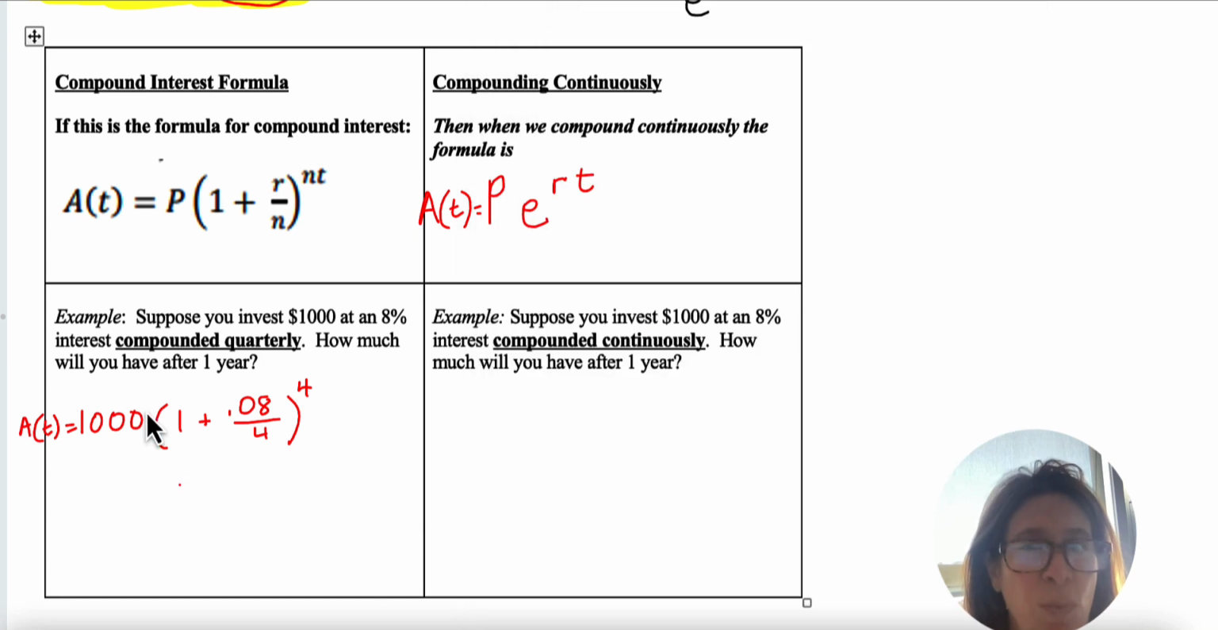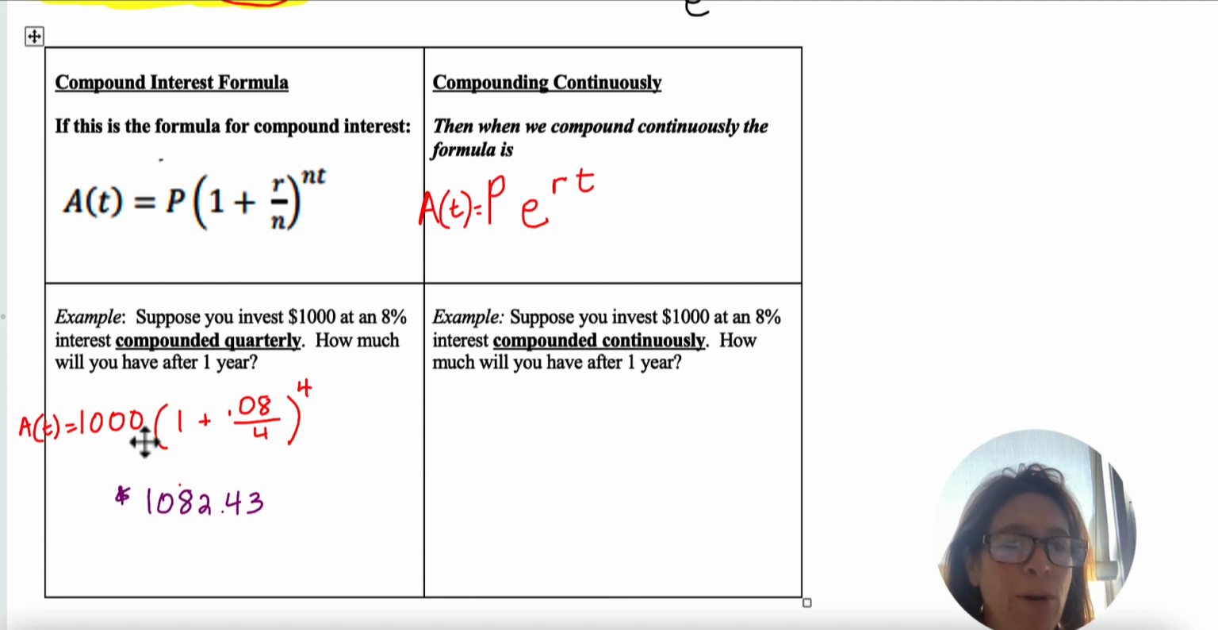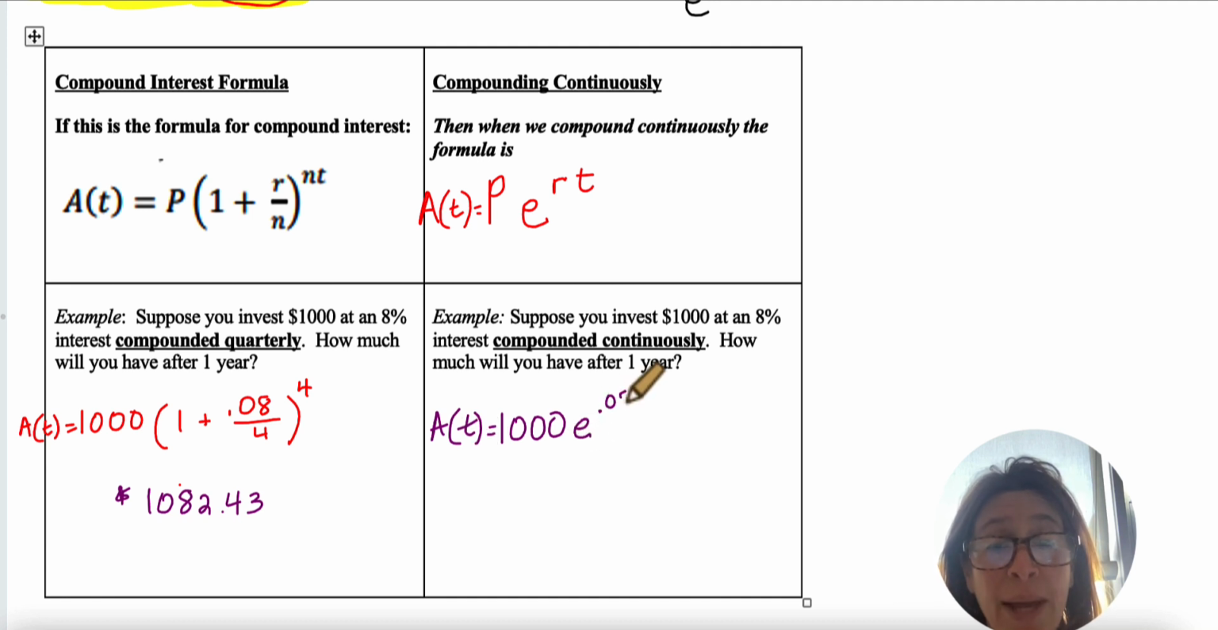Now remember, this is only 1 year, so 1082.43. Not a huge number, and it's only 1 year. You might not see such a difference. But if you did this over 10 years, compounding continuously should give us a little bit more money. So if I want to use the Pert formula, A of t equals 1,000 e raised to the 0.08 times 1. P e raised to the rt.